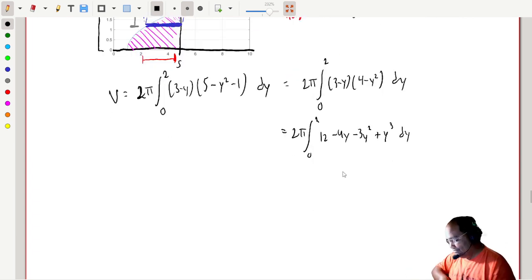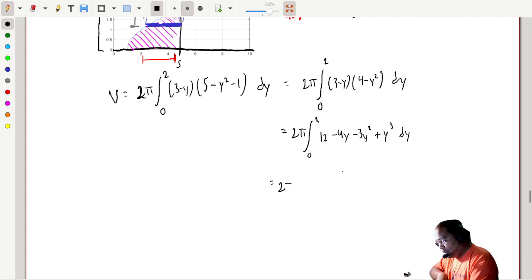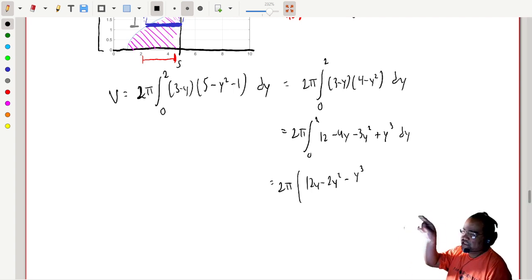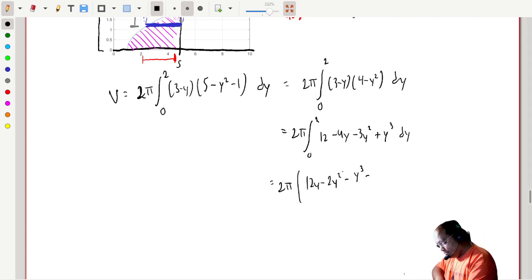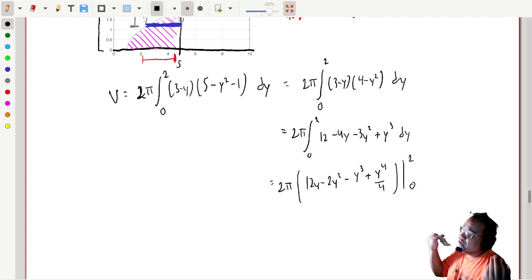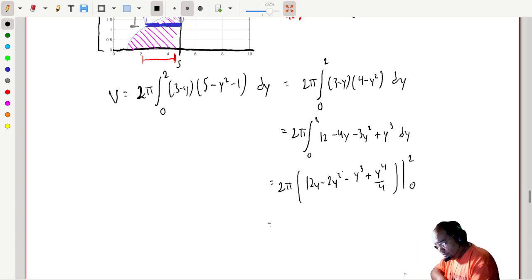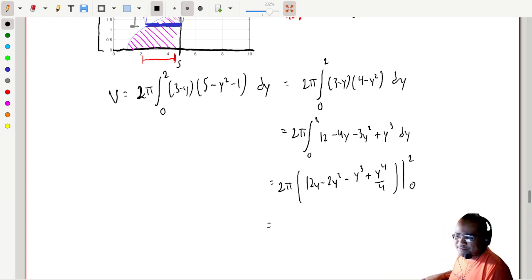Power rule once again. 12y minus 2y squared minus y cubed. Add 1 to the exponent, divide by the new one. Plus y to the 4th over 4, between 2 and 0. Evaluating at 0 gives me 0. To be honest, I'm just going to be a little lazy here and defer to my calculator.